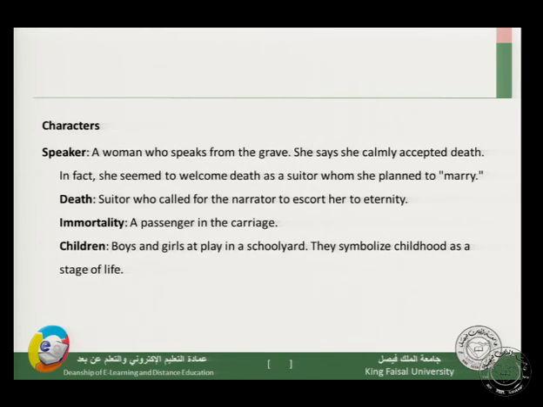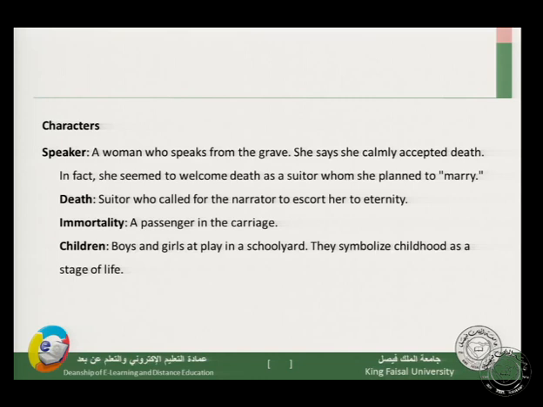Go to the characters. Okay, characters we have here. Remember that in this poem we have the speaker, a woman who speaks from the grave, which represents Emily Dickinson. She says she calmly accepted death. In fact, she seemed to welcome death as a suitor, as someone who comes to engage, to engage to her, whom she planned to marry.